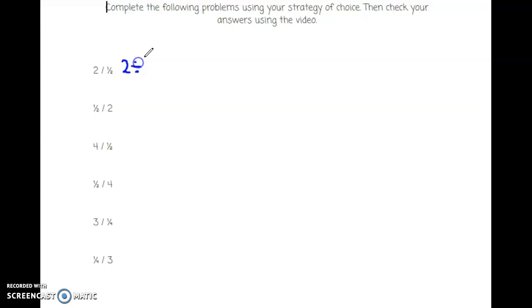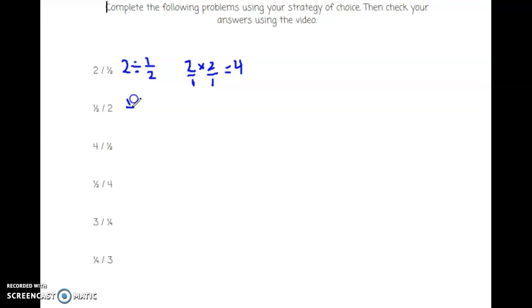So the first method you can do is a ratio table, and the second method is the keep, change, flip. Let's go through these doing the keep, change, flip. First number stays the same, 2. Sign changes to the opposite. The reciprocal, or flipping it, would be 2 over 1. 2 over 1 is the same as the whole number 2. So 2 times 2 is 4. So the answer to your first problem is 4.